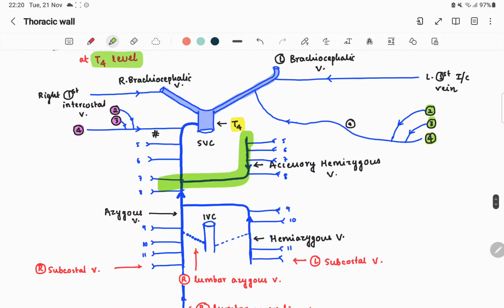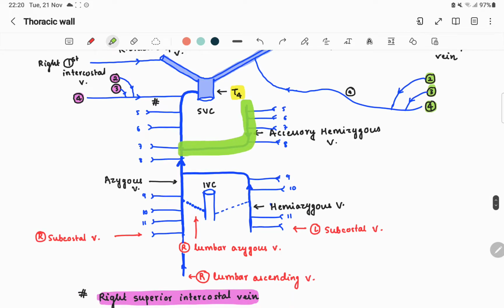Talking about the accessory hemiazygos vein, it drains into your azygos vein. How? It takes the blood from your fifth left intercostal vein, your sixth left intercostal vein, seventh and eighth, all of which drain into the accessory hemiazygos vein, and this accessory hemiazygos vein is now merging with your azygos vein.